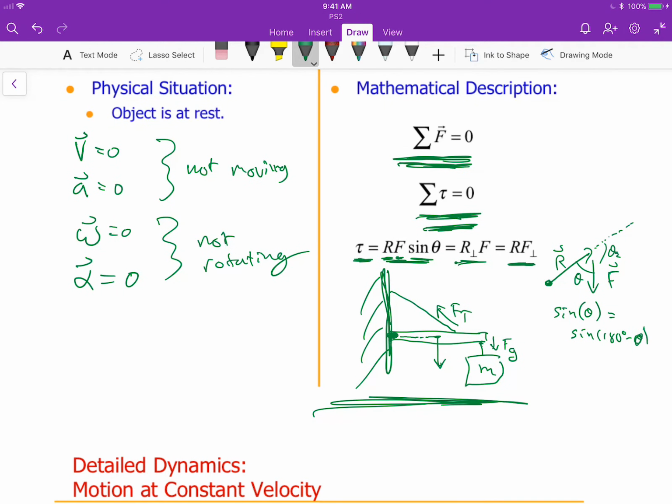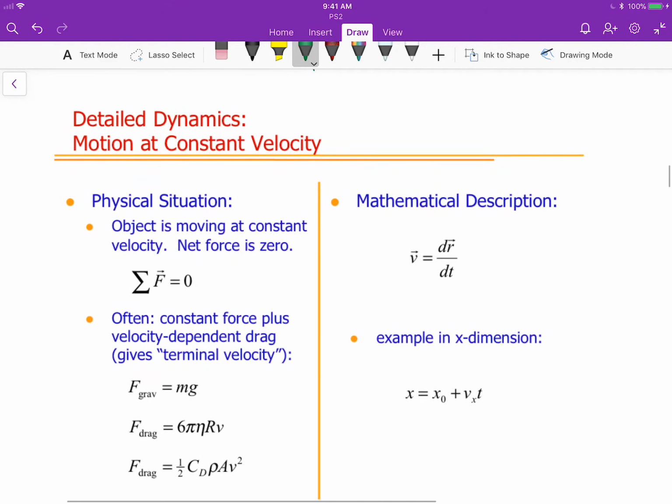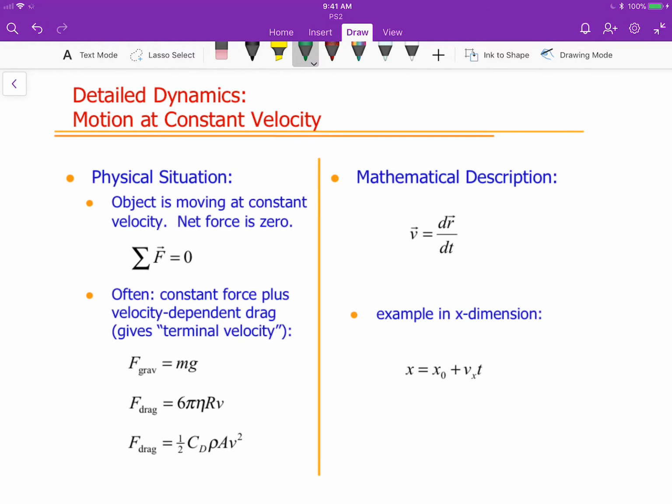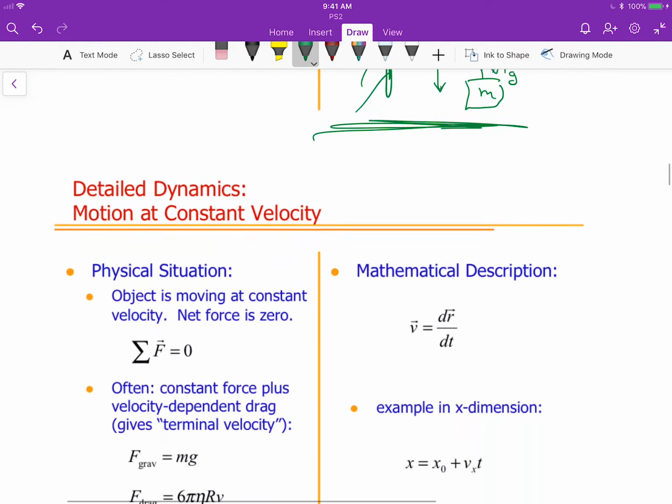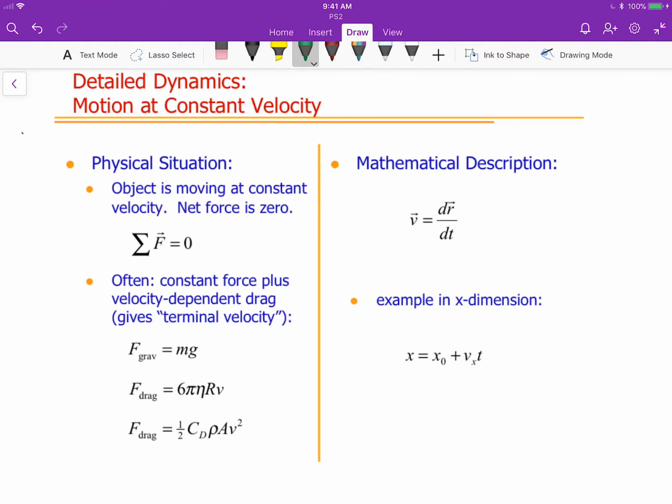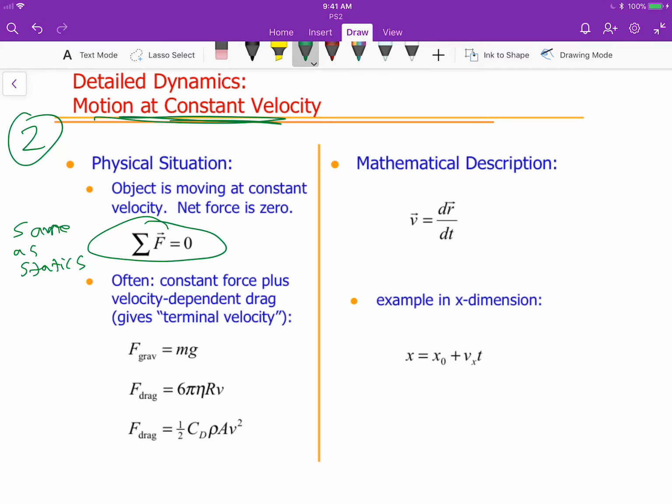Okay, so that's one situation, and this is sort of the example that should be in your head. You probably remember it from class or other problems that we've had. Then the second situation where we have detailed dynamics is motion at a constant velocity. This is a physical situation where the object has no net force, so the sum of the forces is equal to 0. This is actually the same as statics, except the physical situation is different.